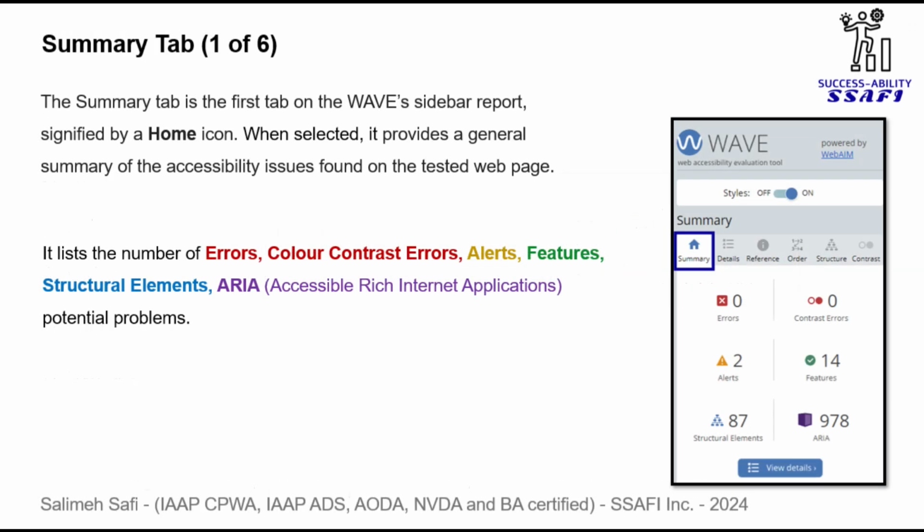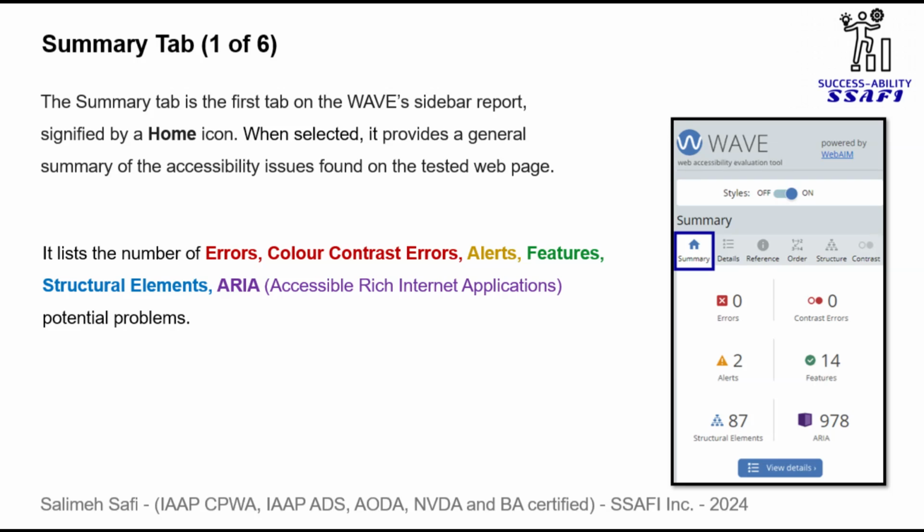Summary tab, 1 of 6. Upon activating the Wave browser extension, you'll be redirected to the Summary tab, which is the first tab on the Wave's sidebar report, signified by a home icon. When selected, it provides a general summary of the accessibility issues found on the tested web page.